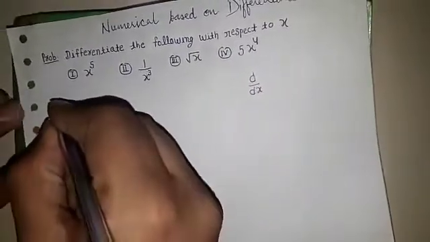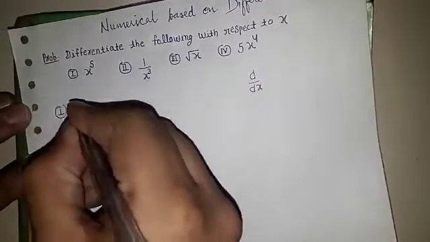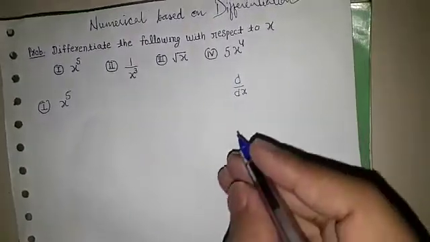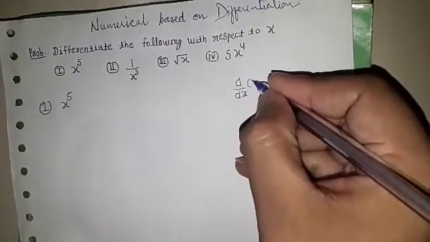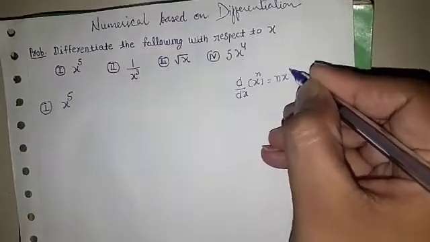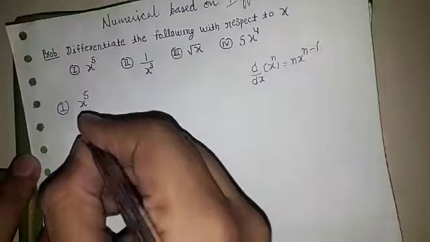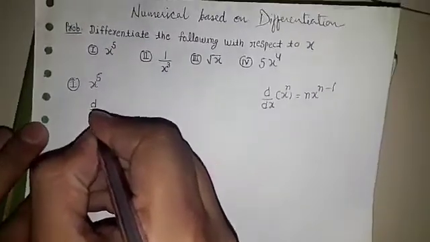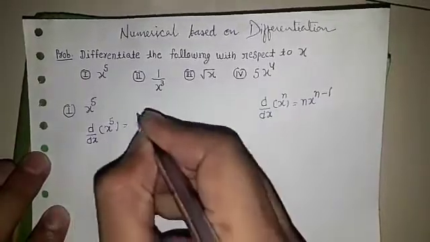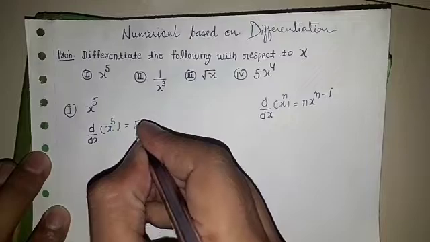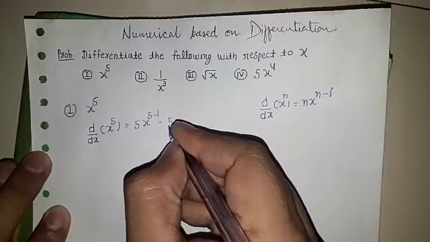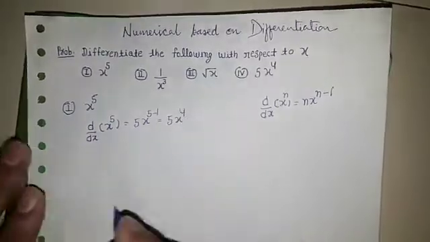Problem number first is x to the power 5. For differentiation we have to use the formula d by dx of x to the power n is equal to n x to the power n minus 1. So for the first problem, we have d by dx of x to the power 5. Here n is equal to 5. So we can write 5 x to the power 5 minus 1. The answer is 5 x to the power 4.